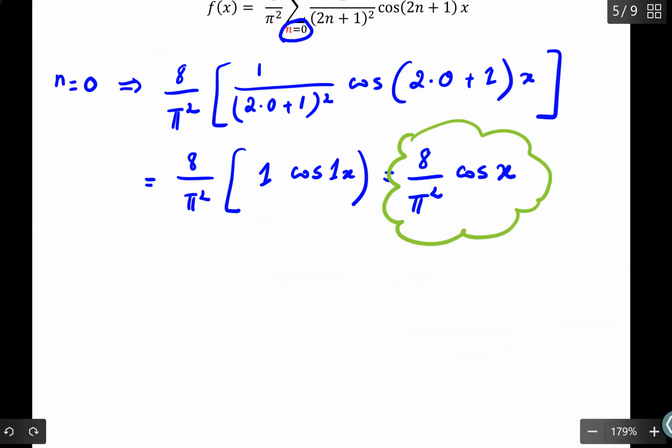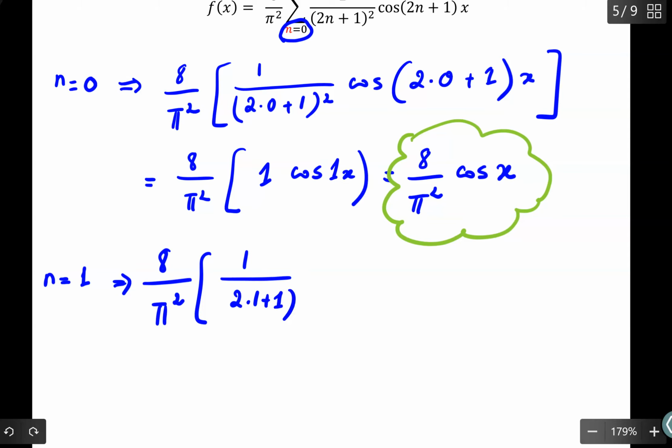This is term number 1 that I found when n equals 0. Now n equals 1, then I do the same thing. I will put it in here, a over pi square multiplied by 1 over (2 times 1 plus 1) all of it square, multiplied by cos of (2 times 1 plus 1) x, close the bracket.